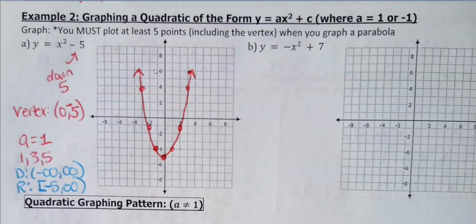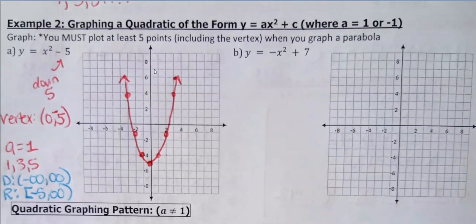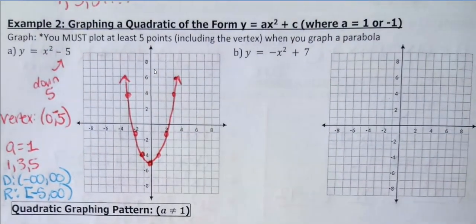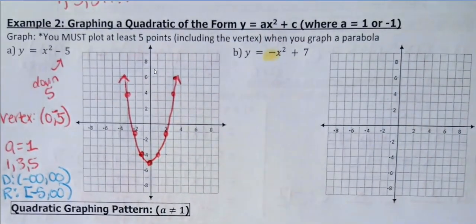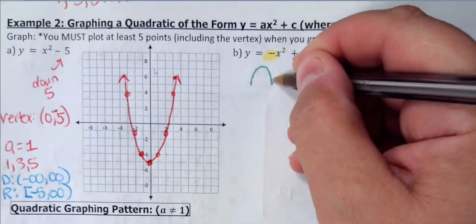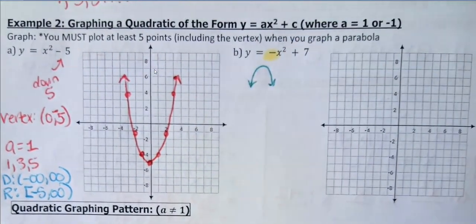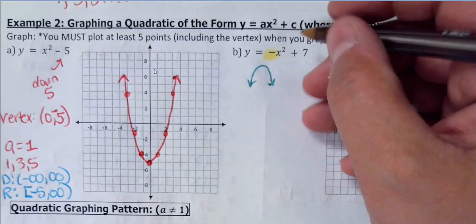All right, now switch over. This one's a little bit different. This one next to it is negative x squared plus 7. What is the little negative going to do to the graph? Make it negative. Exactly. It literally just flips it over. Now, does anybody know what the vertex of this one would be? 0, 7. Yeah, 0, 7.